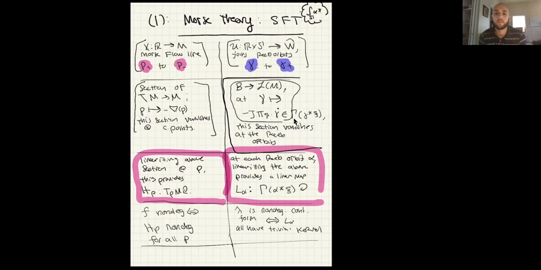We wouldn't let a section go in the Reeb direction. Right. Okay. Thank you. Okay. So this does vanish. All right. Cool.